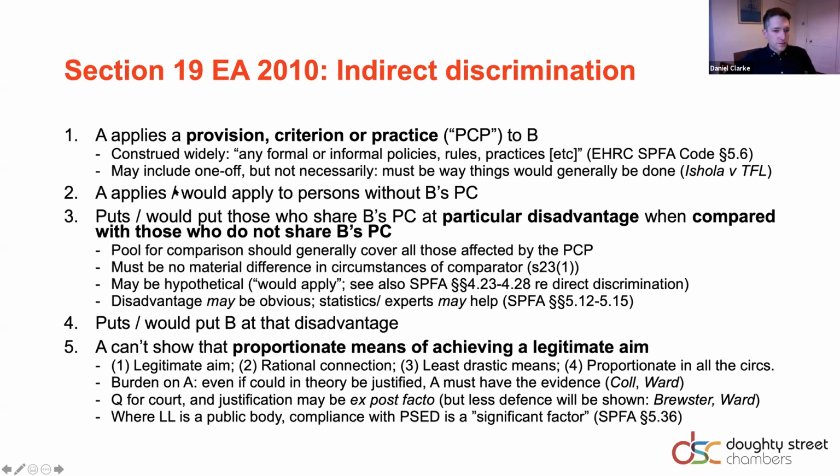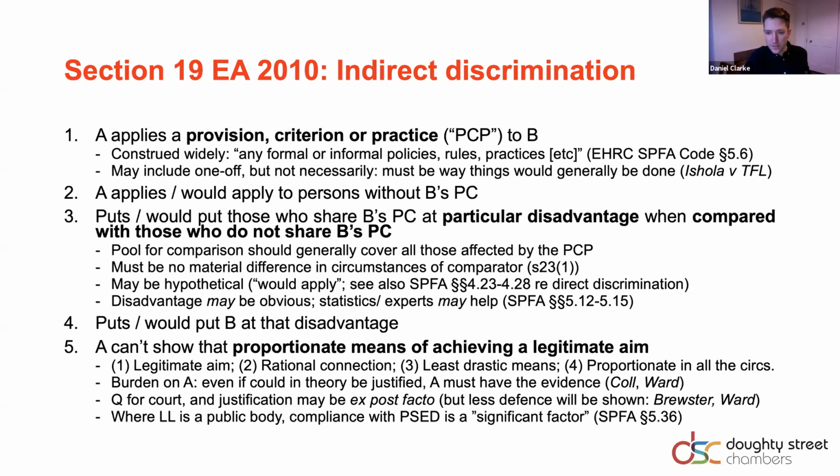So A applies it both to those who share the protected characteristic and those who don't, relatively self-explanatory. Perhaps the most difficult stage is that it puts or would put those who share the protected characteristic at a particular disadvantage when compared to those who don't share the protected characteristic. And so that requires the identification of a pool for comparison, and that should generally be the pool of all of those affected by the PCP.